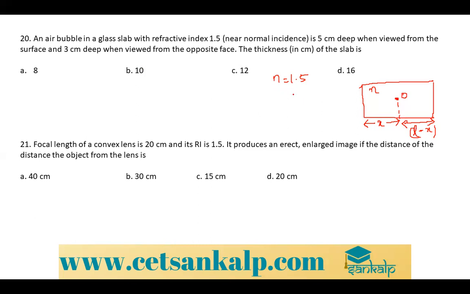So the length l is given, x is the position of the air bubble from one side. As per the question, the total apparent length of the glass slab is 5 plus 3, so the total apparent depth is 8. Okay, so again what we said: total apparent depth is x by n plus l minus x by n, is equal to 8.